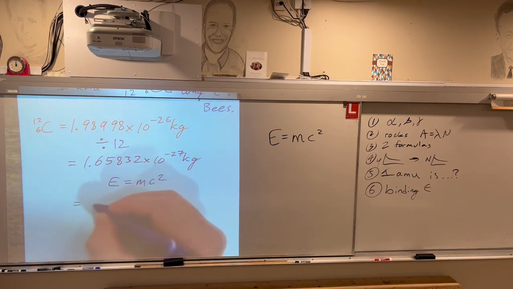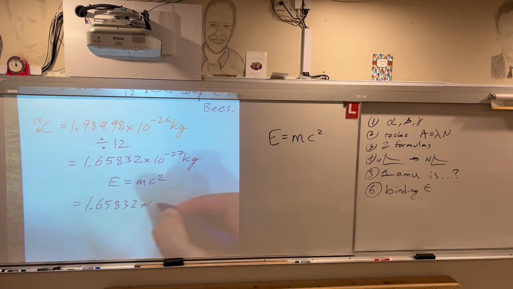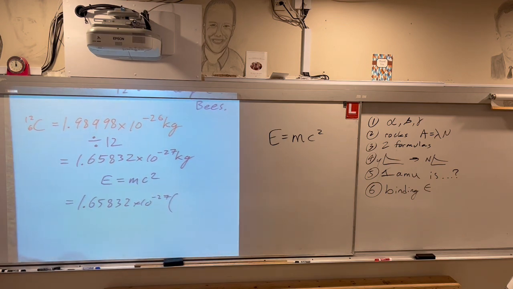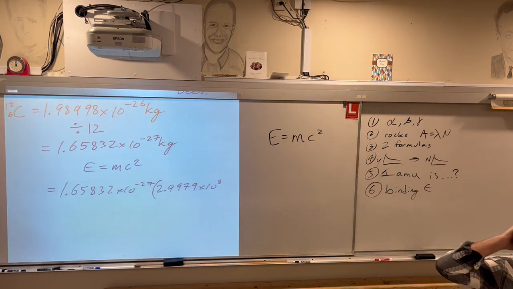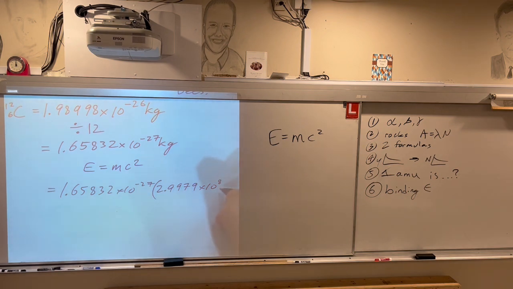So we take our 1.65832 and we multiply by the speed of light, which, if you take it to a lot of significant figures, is 2.99979 times 10 to the 8. I think it's 99795. And this is meters per second.